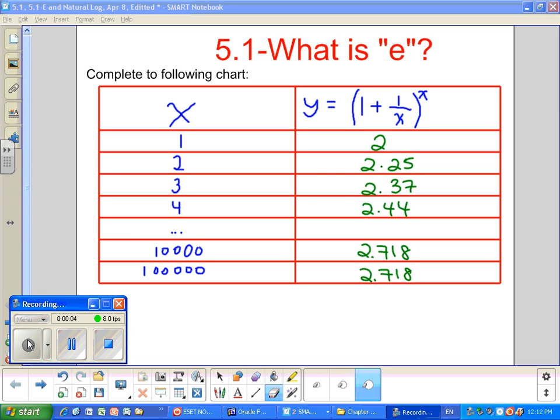Number as your x values get bigger and bigger. So this actually means then that we can write a limit equation for the letter e.